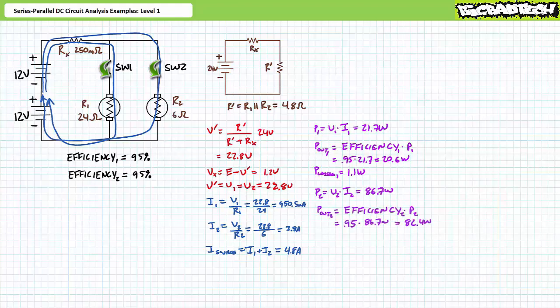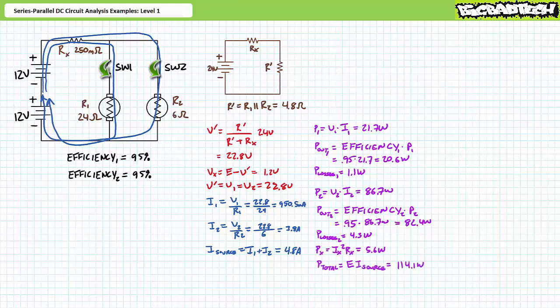Output is equal to efficiency times input. Substituting our given values demonstrates that motor 2 produces 82.4 watts of usable power and directs 4.3 watts towards losses. Similarly, power dissipated by resistor X is also considered loss, where Px is equal to Ix squared times Rx. Substituting our given values demonstrates Px is equal to 5.6 watts.